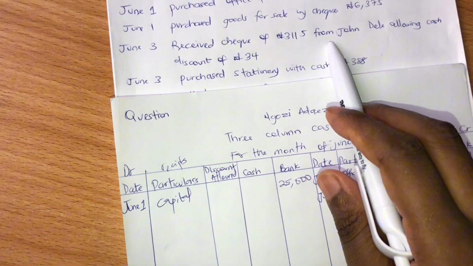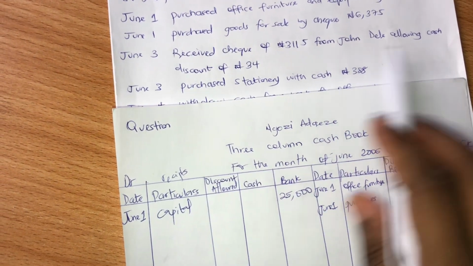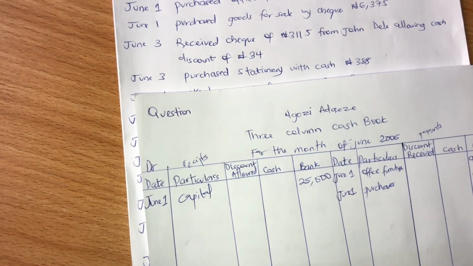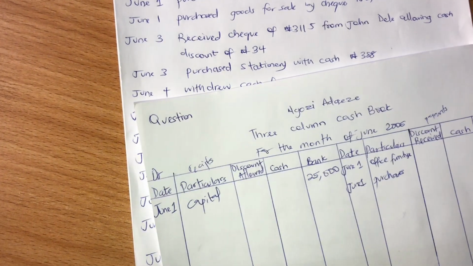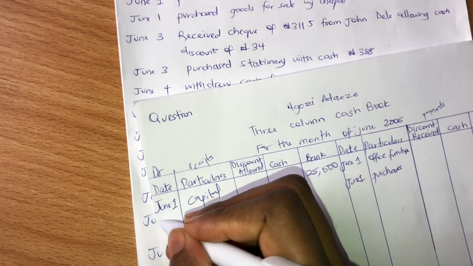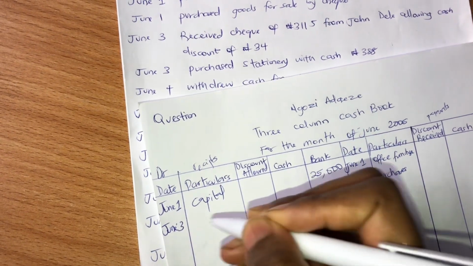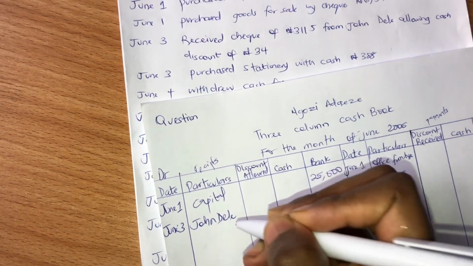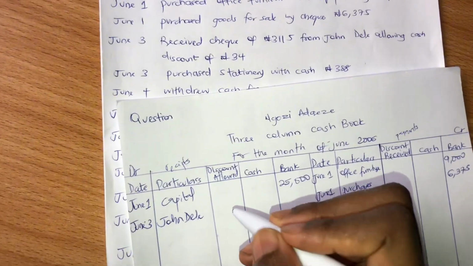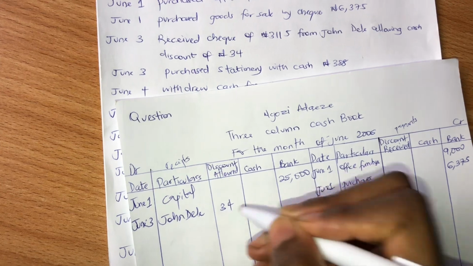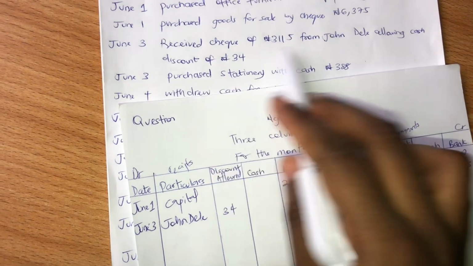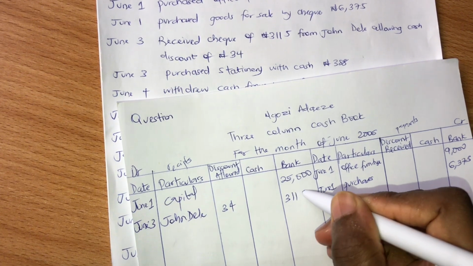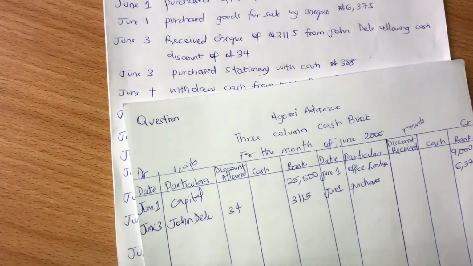3,115 naira from John Dele, allowing cash discount of 34 naira. So this is a discount allowed. So when you receive check, it's coming in, so it's like a receipt on June 3rd from John Dele. So there's a discount allowed of 34 naira. So since it's a check we received, it's going to be under the bank column, 3,115.